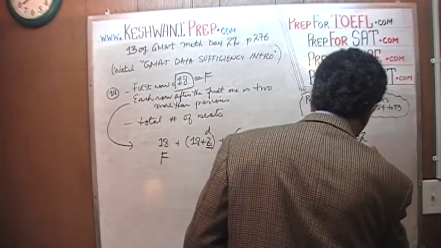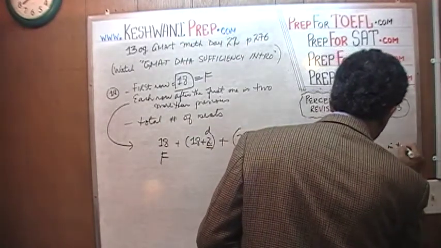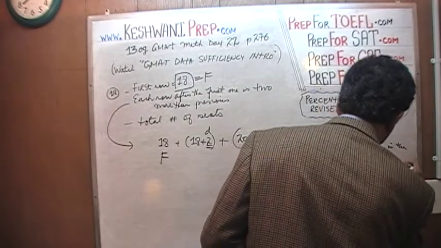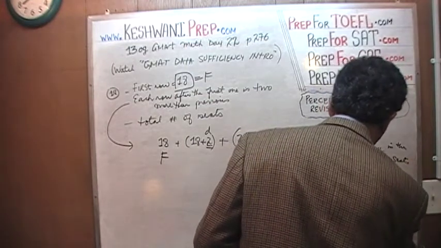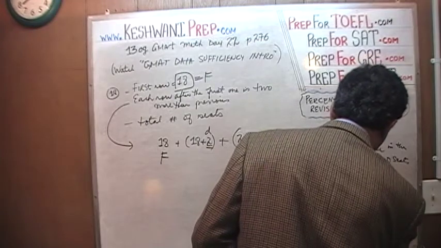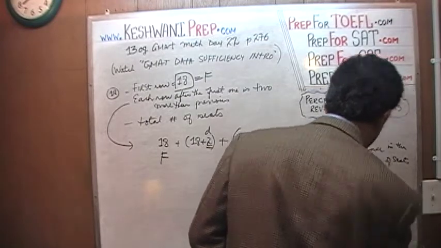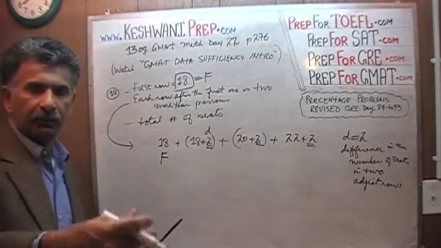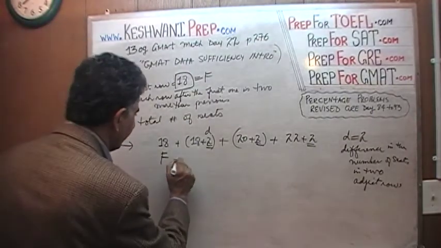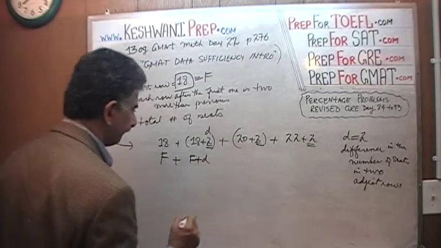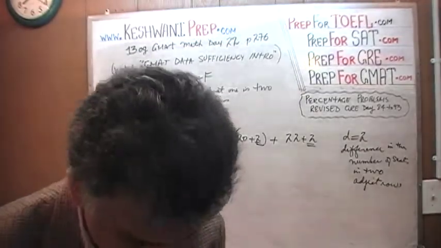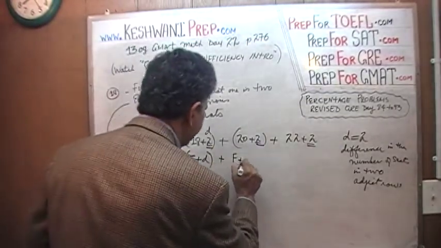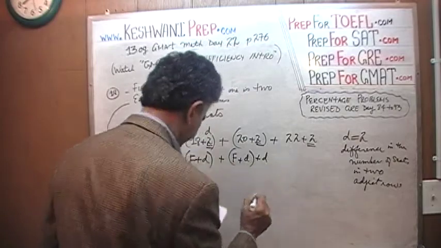Difference in the number of seats in two adjacent rows. As you go higher up in the row, they go up by 2 each. So the next one is going to be f plus d. The one after that is going to be f plus d plus d.